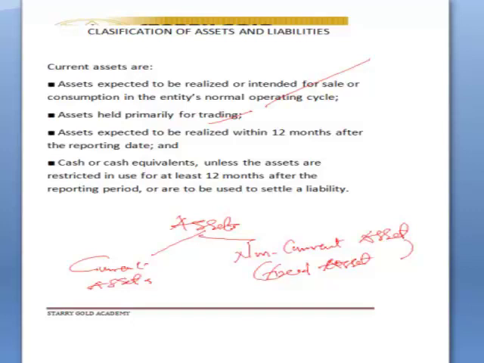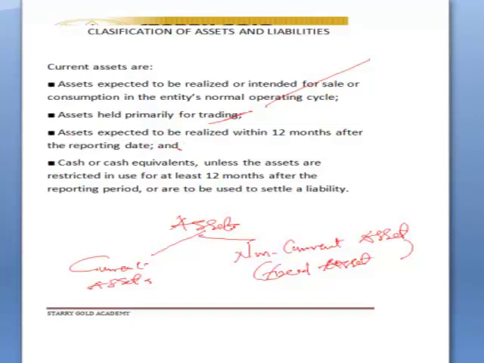Assets held primarily for trading are classified as current assets. We know that the lifespan of a motor vehicle spans over a year. That doesn't mean that a business that is trading in cars, motors and lorries, that is their primary course of business, that's what they are buying and selling, treats them as an asset. To them, those cars are goods, held primarily for trading.